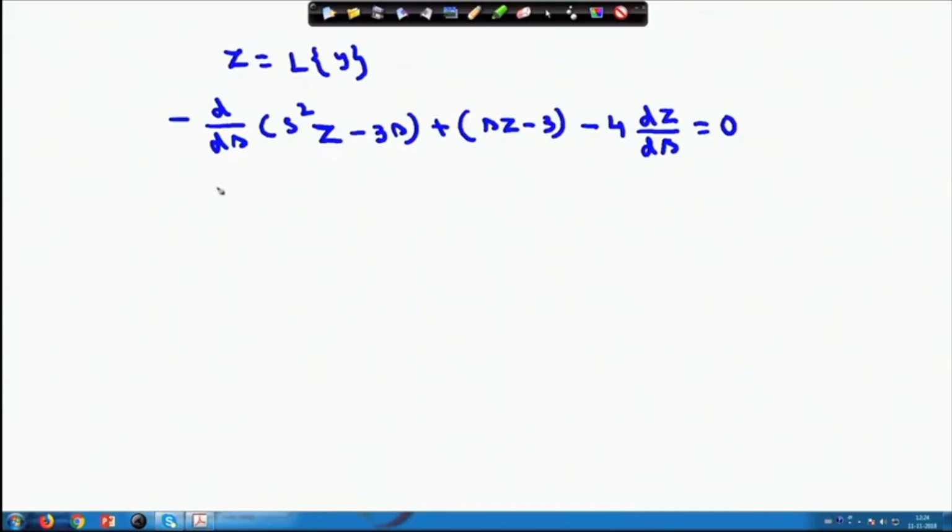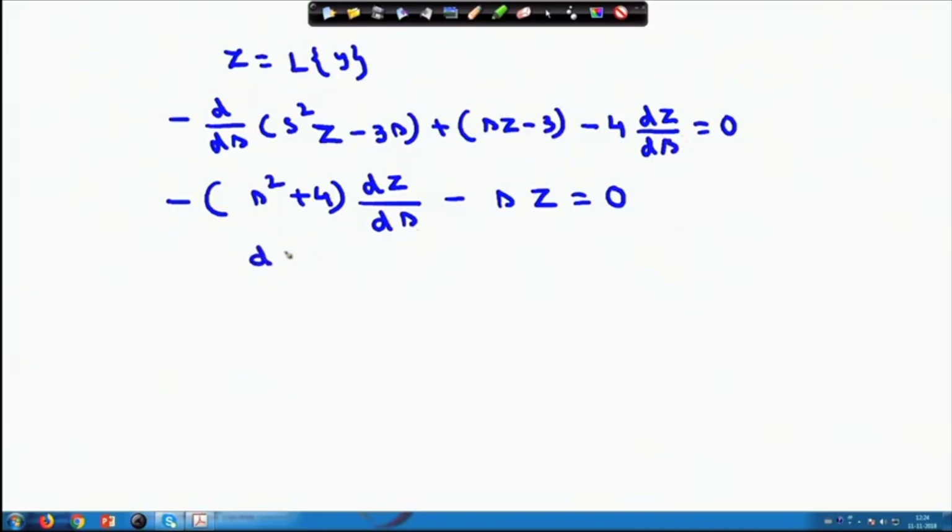If you do this, you will obtain minus s square plus 4 into d z by d s minus s z equals 0. Here I am evaluating d by d s of s square z minus 3s and combining it with minus 4z, and I get this one, or I can write it as d z by z plus s into d s by s square plus 4 equals 0.